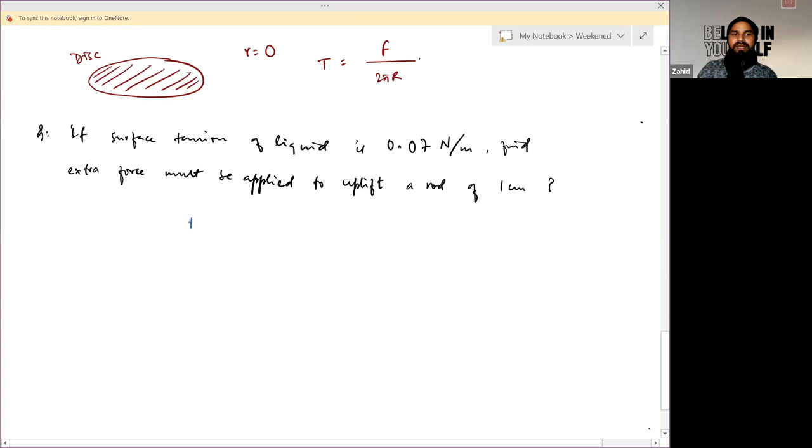You have the value of surface tension as 0.07 Newton per meter. The length of the wire is 1 centimeter. You may write it as 10 to the power minus 2 meter. Just use the above formula for a rod and simplify it to calculate the extra amount of force. Try to solve.